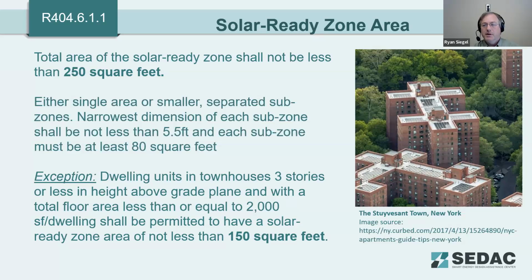Obviously, if you're going to install them as part of the project, you don't have to have a solar ready zone, because by virtue of them being there, it's ready. So this isn't over and above a planned and installed solar project. Additionally, there are some exceptions here for dwelling units 3 stories and less. There is a slightly smaller permission of 150 square feet instead of 250 square feet.